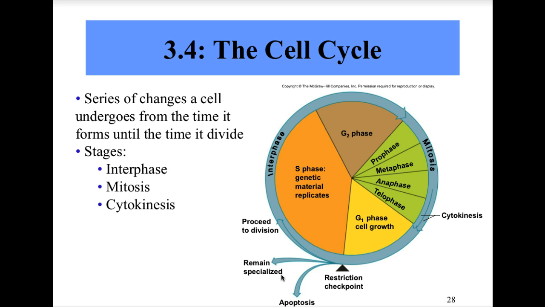Very brief, going over the cell cycle. The cell cycle itself is a series of changes that a cell undergoes from the time it forms until the time it divides. The stages include interphase, and then the M phase, which includes both mitosis and cytokinesis.